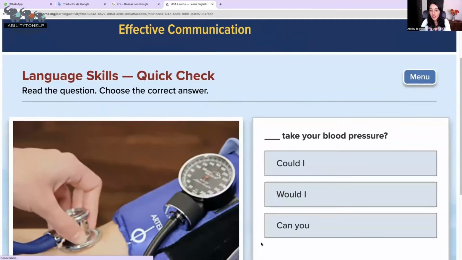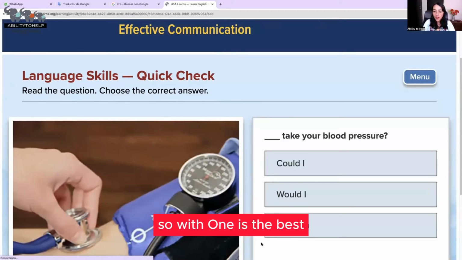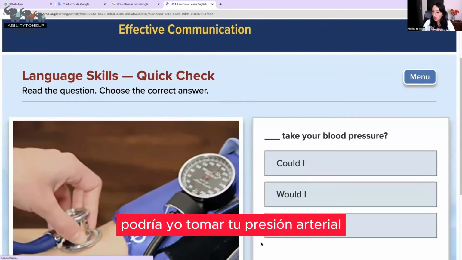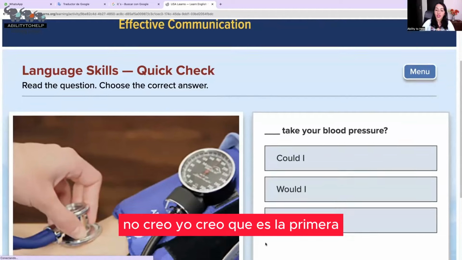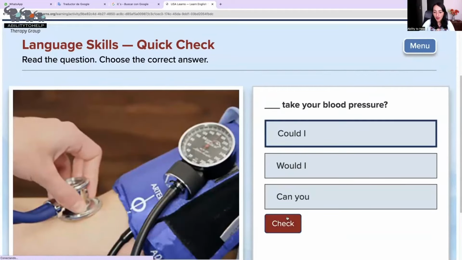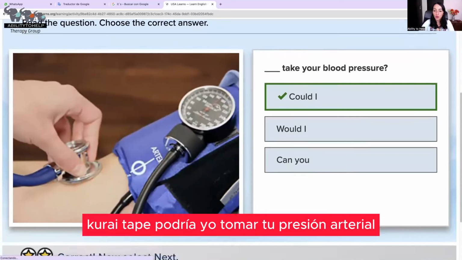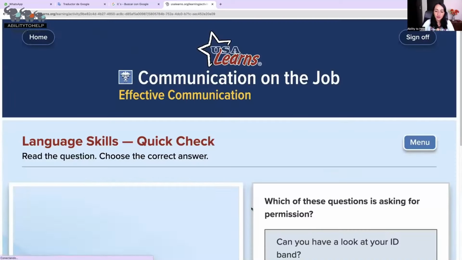Okay. Could I take your blood pressure? Would I take your blood pressure? Can you take your blood pressure? So which one is the best? ¿Podría yo tomar tu presión arterial o tomaría tu presión arterial? ¿Puedes tú tomar tu presión arterial? No creo. Yo creo que es la primera. Could I take? ¿Podría yo tomar tu presión arterial?